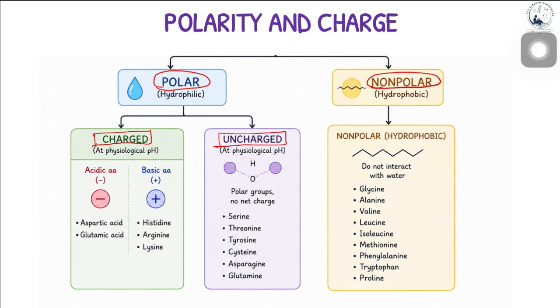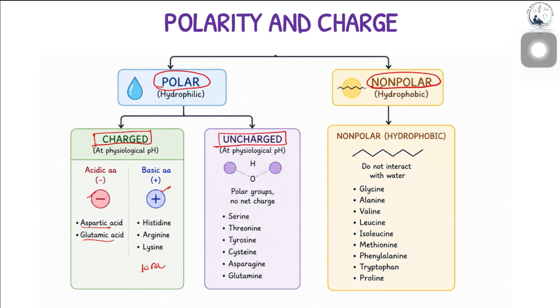So charged, what are the two types of charge that can be? Either they can be a positive or negative charge. So we already saw acidic amino acids are negatively charged. So aspartic acid and glutamic acid will fall under this. And we already saw basic amino acids are positively charged. That is your HAL, histidine, arginine and lysine. Okay. So that will be your basic, your positively charged amino acids.